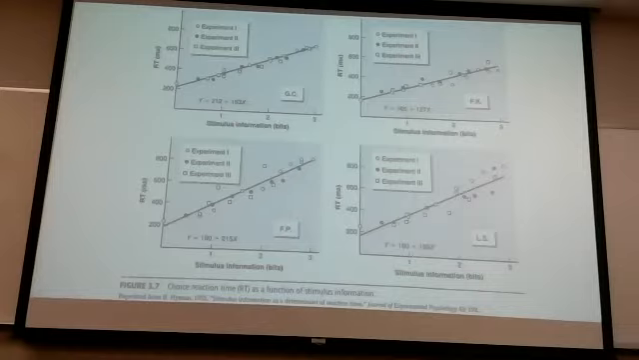Because they're equivalent at simple reaction time, but as it gets harder and harder, so 2 choice, 4 choice, 8 choice, this person's reaction time increases much more on each trial than this individual. So if this were a sport, you would want this person on your team.